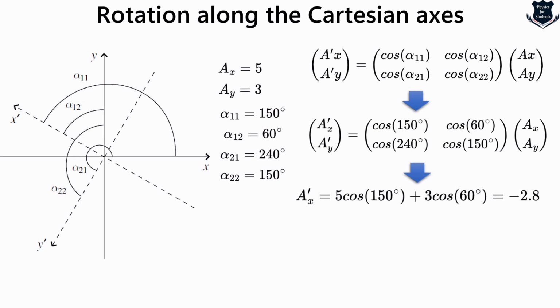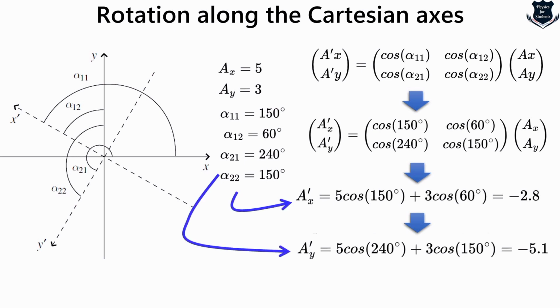And from here, we plug in those values of the vector, so 5 cos 150 degrees, 3 cos 60 becomes minus 2.8, and then we see that a prime y becomes this one. So what we have done is substituted the values in the cosines. I have put in 150, 60, 240 and 150 degrees, that's it. And then with the help of my calculator, I calculated these values.